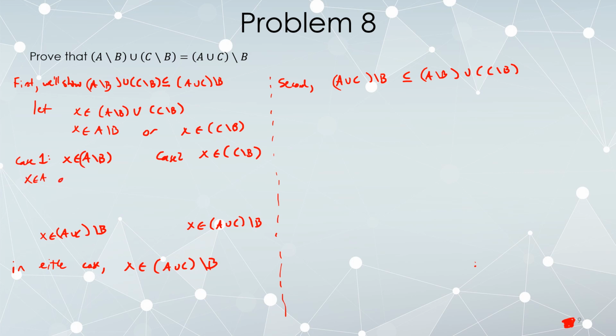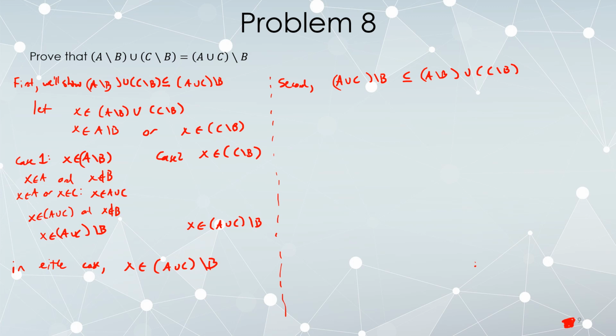That means x is in A and x is not in B. What I'd like to conclude is that it is in A union C minus B, so the missing piece of information, I already have that it's not in B. The missing piece of information is that x is in A union C, and we already know it's not in B. Well, if x is in A, then either x is in A or x is in C. In other words, x is in A union C. So now what we have is that x is in A union C. We already knew it was not in B, so it belongs to this difference. Very similar argument will fill in case 2.